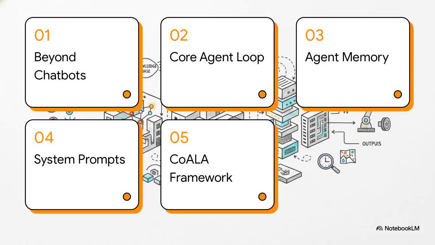Okay, so here is our roadmap for today's explainer. We'll kick things off by moving beyond simple chatbots, then we'll break down the core agent loop, explore exactly how AI agents remember things, dive into the magic of self-modifying system prompts, and finally wrap up by examining cognitive agent architectures. Let's get right into it.